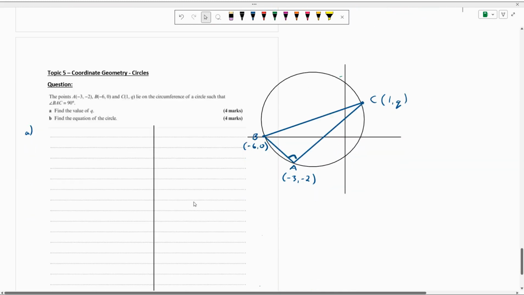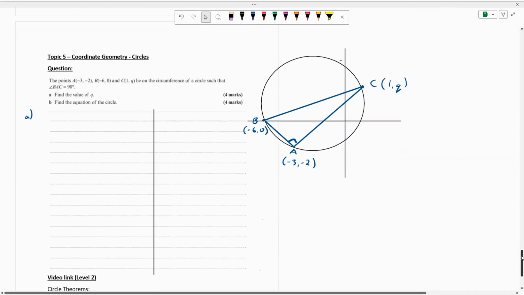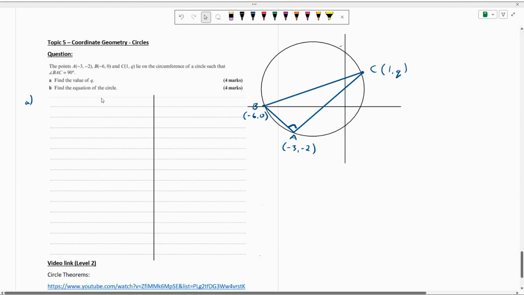One more question. Okay, and this is quite a difficult one. Now quite often they mix some circle theorems into your coordinate geometry for circles, and they have done here, in a little bit sneaky way. So it's important to understand what to look for.